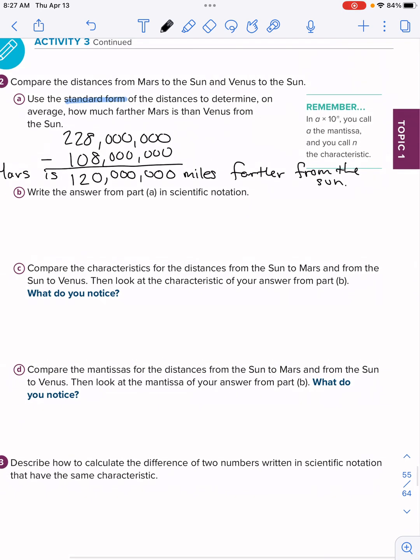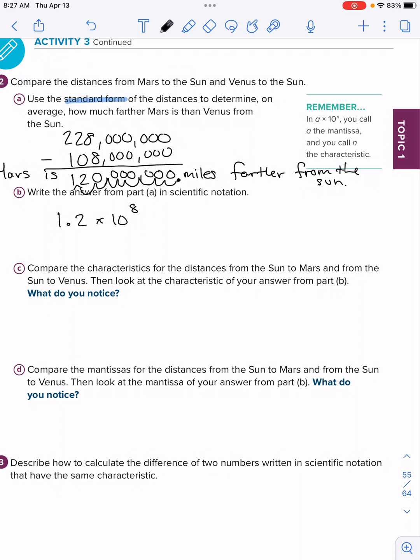Okay, let's write this answer in scientific notation. So again, the decimal, if we don't see it, is at the end of the number. You want it 1 to the right of the first non-zero number. So we're going to say 1, 2, 3, 4, 5, 6, 7, 8. So this would be 1.2 times 10 to the 8th power. All right, and C says compare the characteristics for the distances from the sun to Mars and from the sun to Venus.